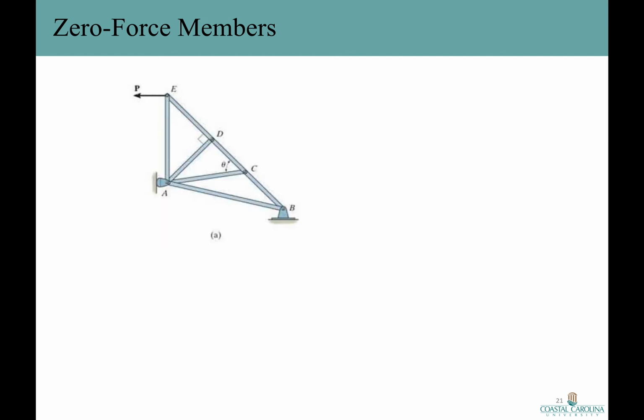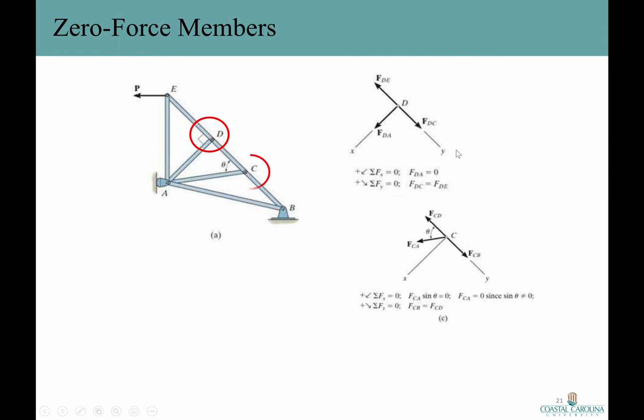Now let's consider this truss. Out of this truss, let's take a look at joint D. All right. If we draw the free body diagram of joint D, what do we have? We have F sub DE in this direction, F sub DC in this direction, and F sub DA in this direction. So we assume this is X direction and this is Y. With solving the equilibrium equation in X direction, we find out that F sub DA is 0 because these two forces don't have any components in this direction.